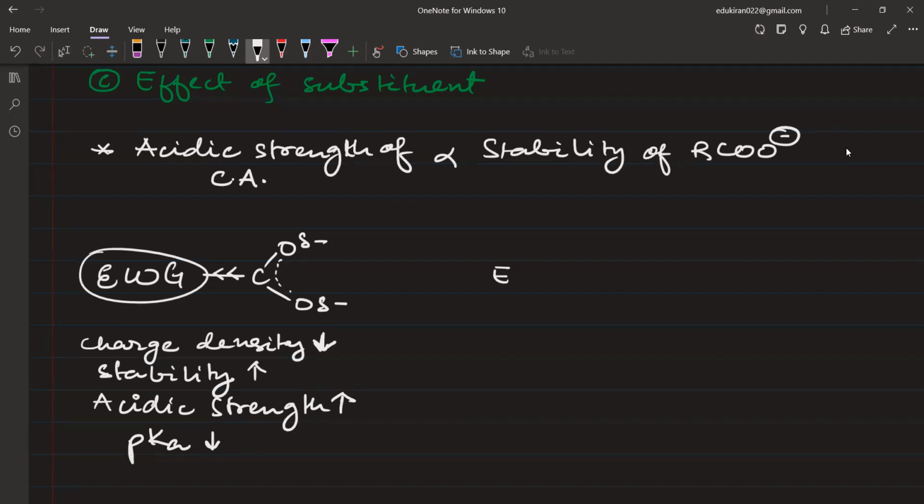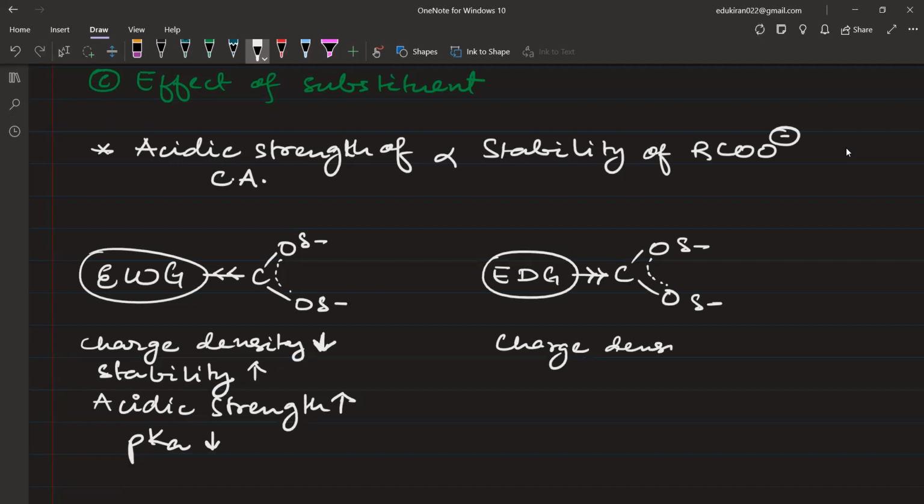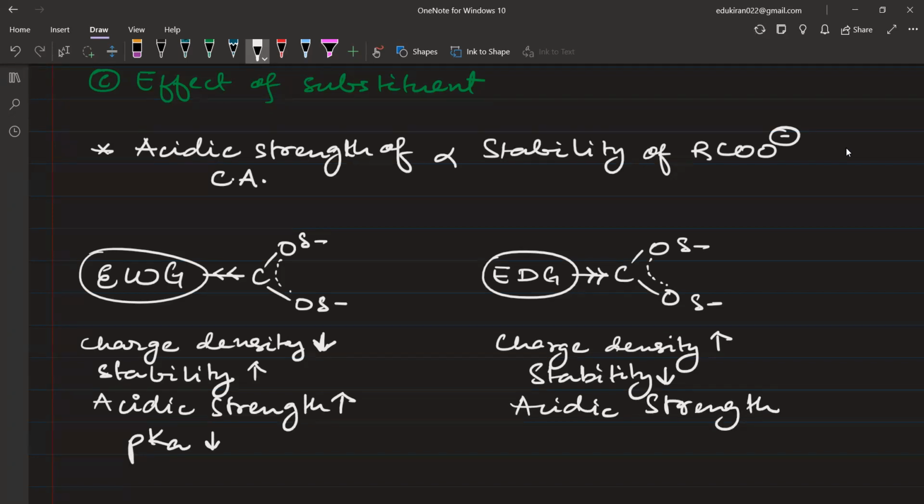Similarly, if you have an electron donating group attached to the carbon with two oxygens, delta negative and delta negative, it will give the electron, increasing the charge density. Stability will decrease. Acidic strength will decrease. pKa will increase.